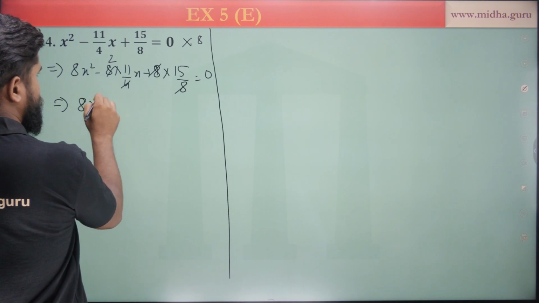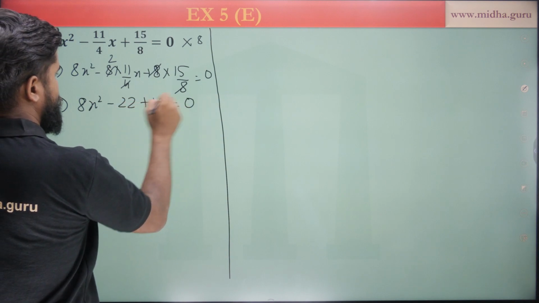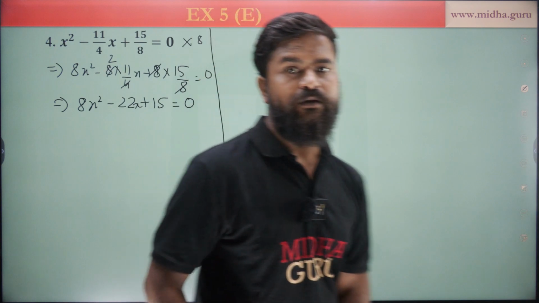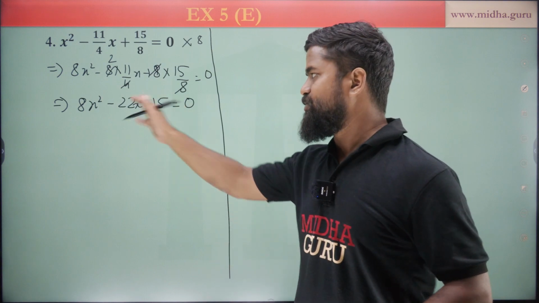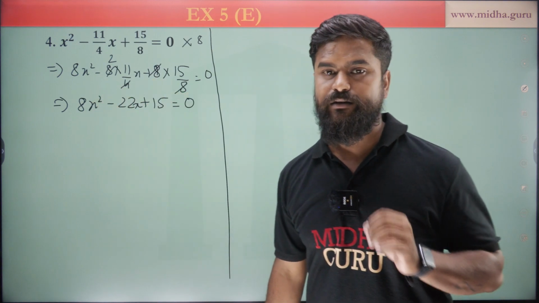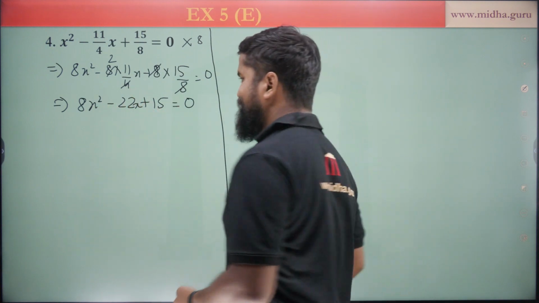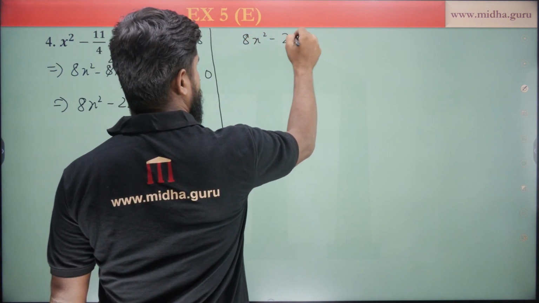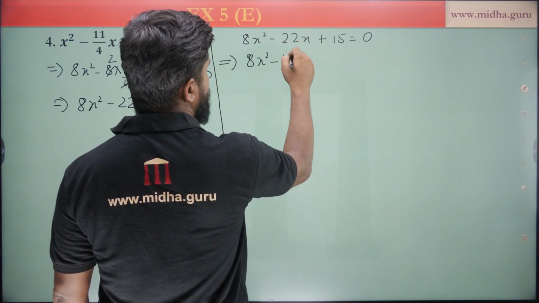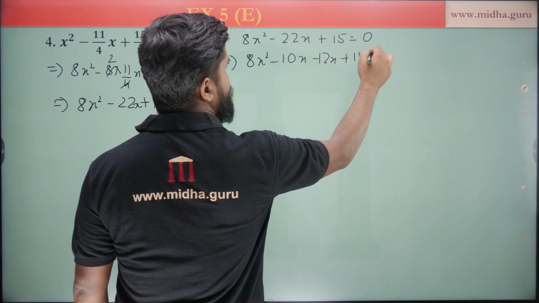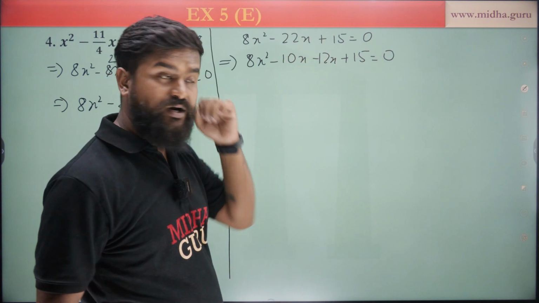So now we have a new equation that looks like 8x squared minus 22x plus 15 is equal to 0. Now I have to split this middle term minus 22 such that its sum is equal to minus 22 and the product is equal to 120, that is a positive 120. Since the product is positive, I know this has to be broken down into two negative terms. So I'll break this 22x into 10x minus 12x plus 15 is equal to 0, since minus 10 and minus 12 give us minus 22 and multiplying them we get positive 120.